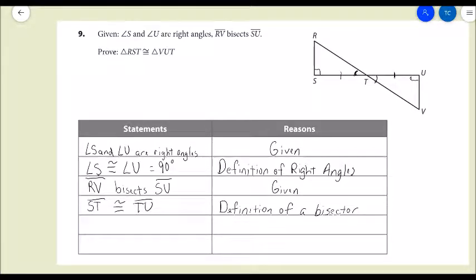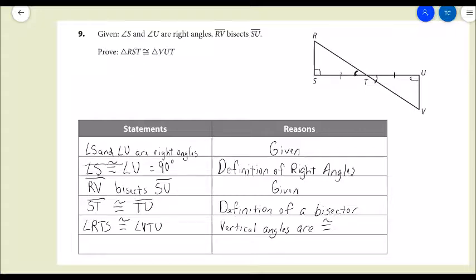And I know that angle RTS is congruent to angle, and I got to make sure I get the order right here. It's going to be VTU, because if you just did a 180 degree rotation around point T, R would end up where V is, S would be where U is, and then T would just stay the same. So VTU, and that's the vertical angles theorem.